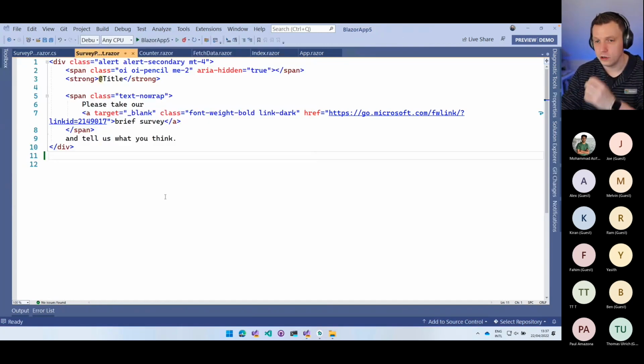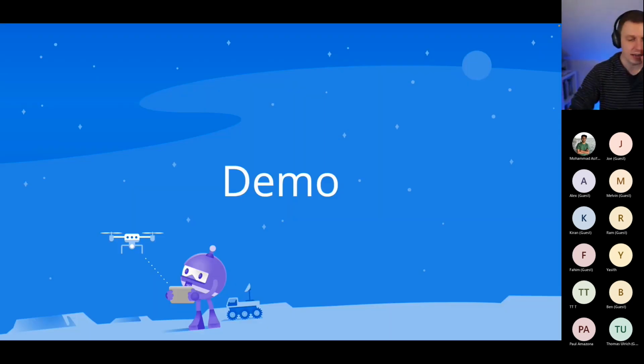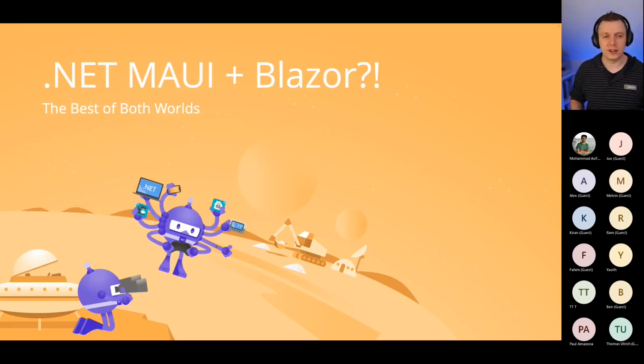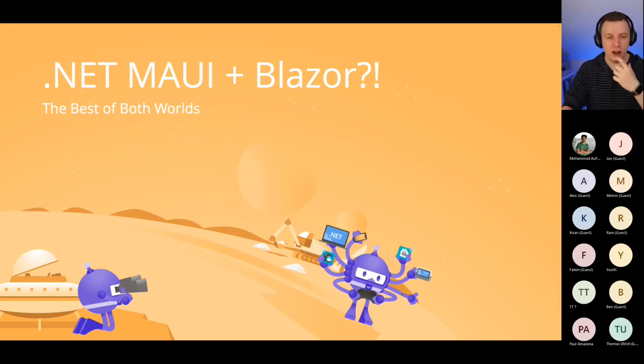That's done as well. Now we know what Blazor is. So let's get to the main event. I don't know if I had 45 minutes or an hour, but I'm just going to talk for an hour. So you're going to have to deal with it. So .NET MAUI plus Blazor, that's the best of both worlds. Here we have a little .NET bot holding all the kind of devices and all the things because we can do all the things here.